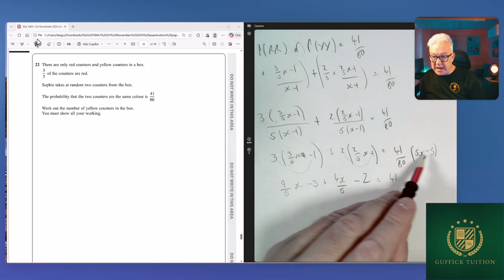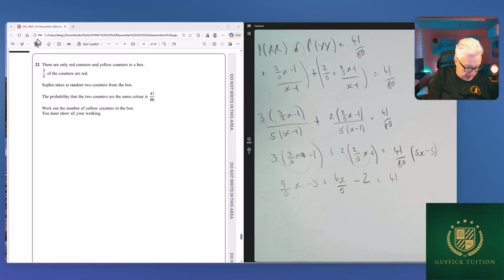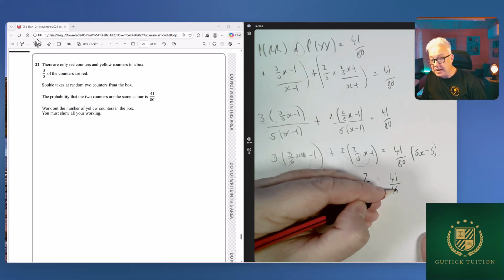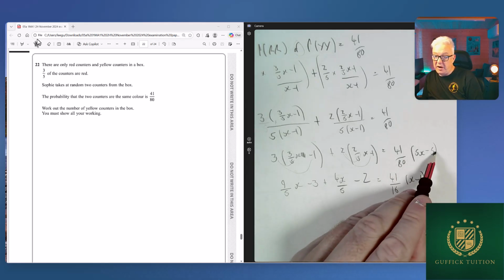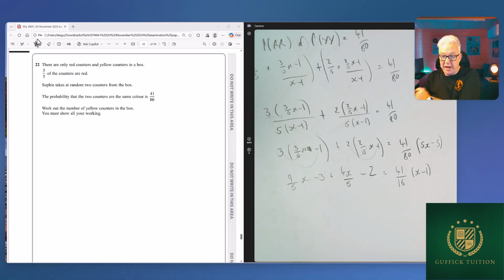Now, I might take that 5 back out, to be honest here, because 5 divided by 80, let's have a look, is 1 over 16. So that cancels down to 16 if I think of that as x minus 1. So I've just taken that 5 out and cancelled it down with the 80. So that goes to that stage there. Okay, so this is looking all right.